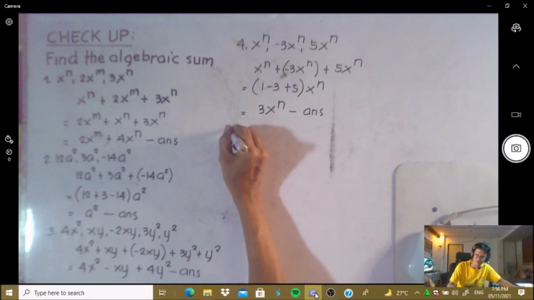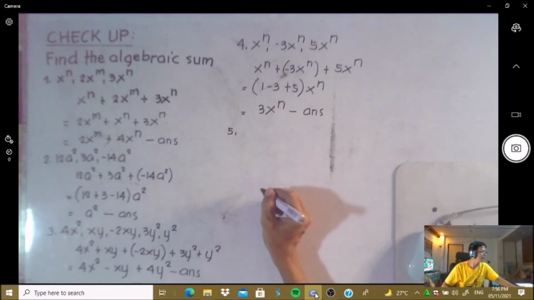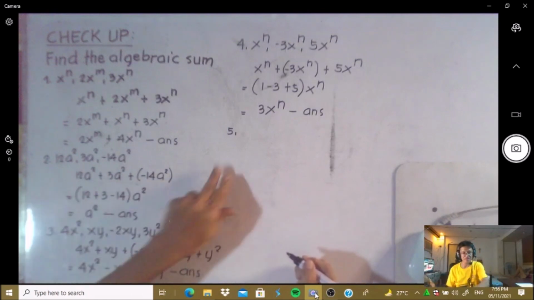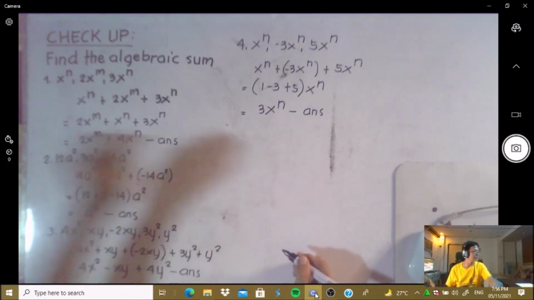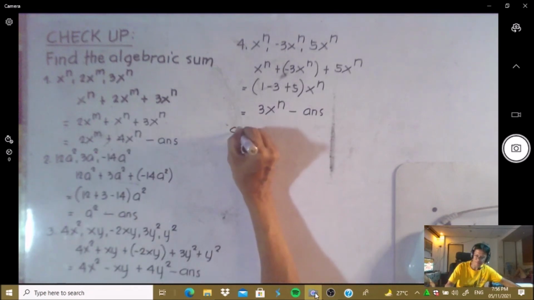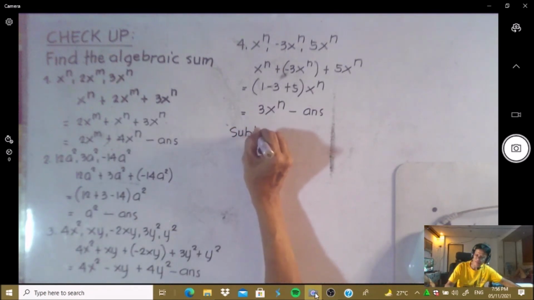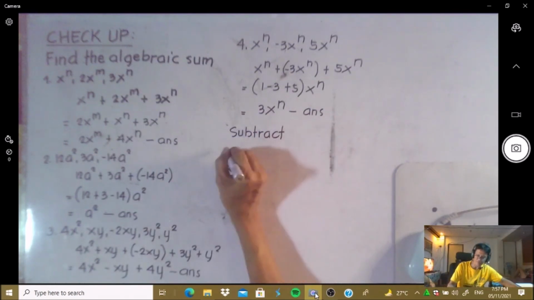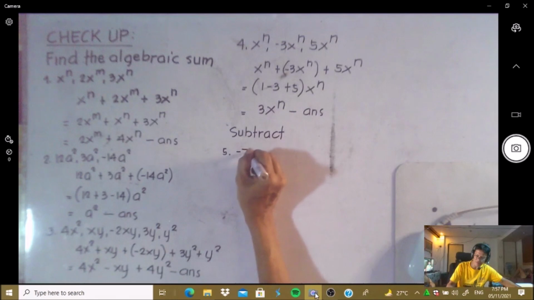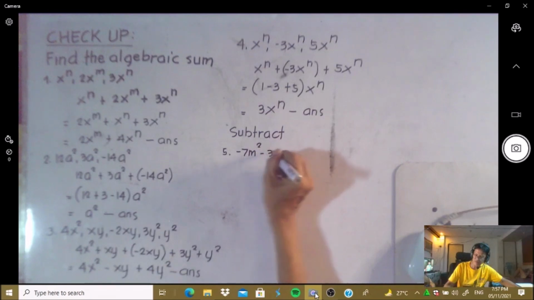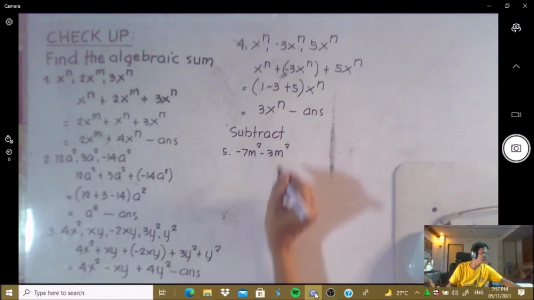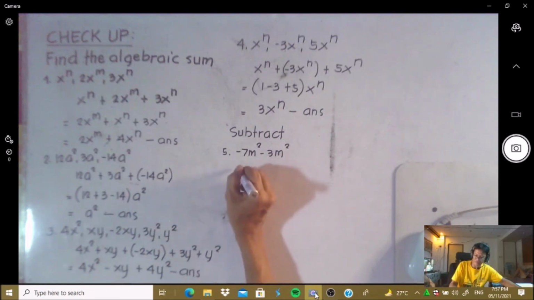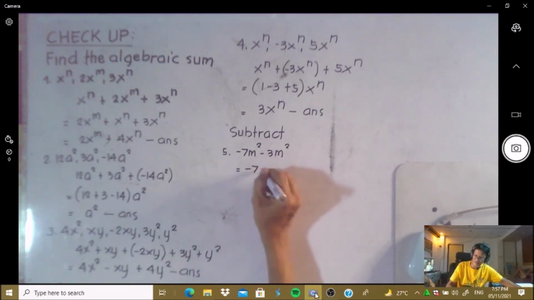For number 5, okay, so we are done with addition. So let's start with subtraction. We have to subtract. Okay, I will copy the problem first, or the question. So subtract for number 5, negative 7m squared, then minus 3m squared.